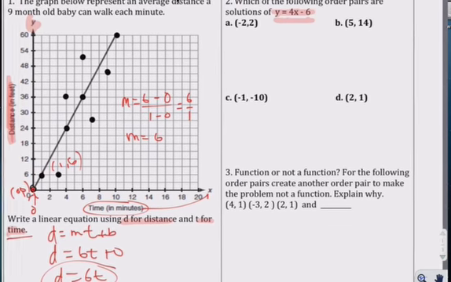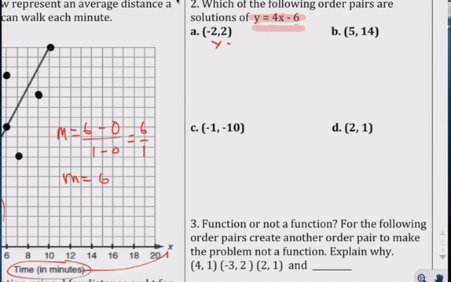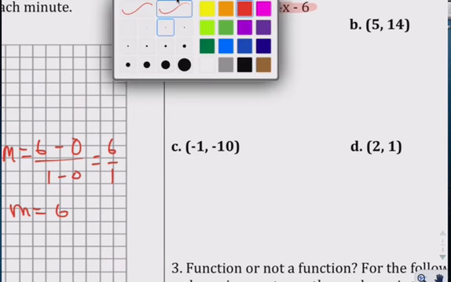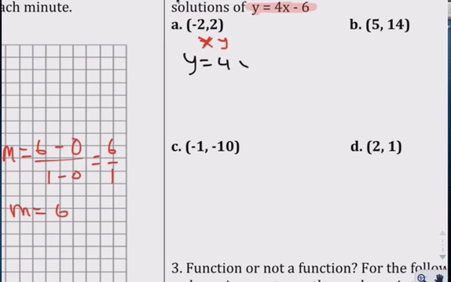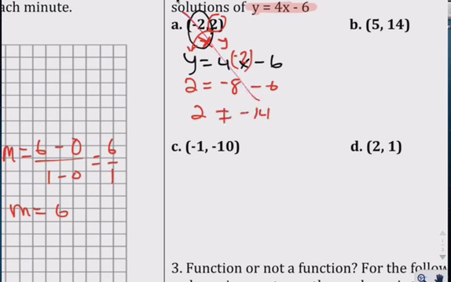Okay, which of the following ordered pairs are solutions? So this is x, this is y. y equals 4x minus 6. Okay, you can always graph this, but it's easier just to substitute it in. y equals 4x minus 6. Substitute in the negative 2 for x. Get negative 8 minus 6 and a positive 2 for y. 2 does not equal negative 14, so this is not one of the solutions.